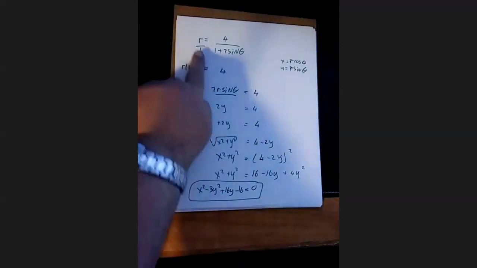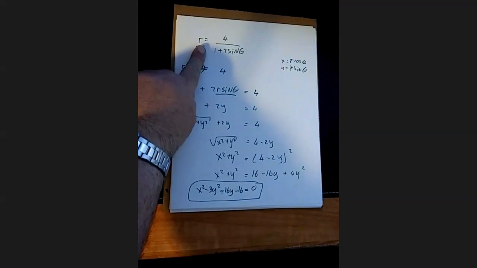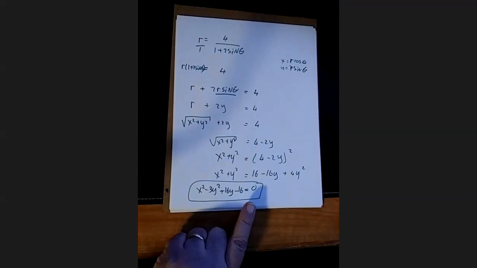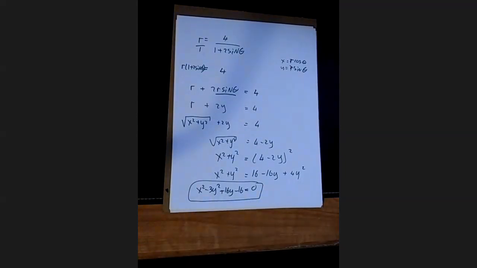So this equation, 4 over 1 plus 2 sine theta, is the worst question that you're going to get in your homework, or a version of this.